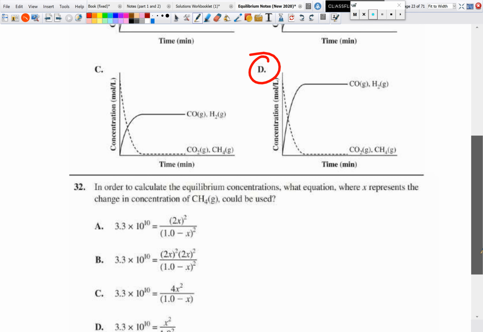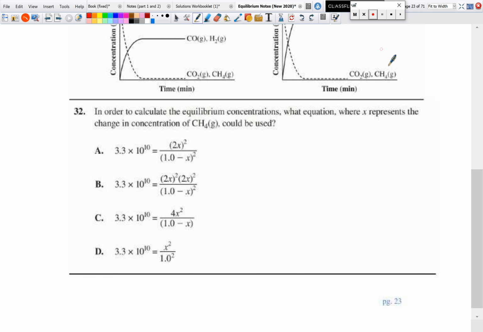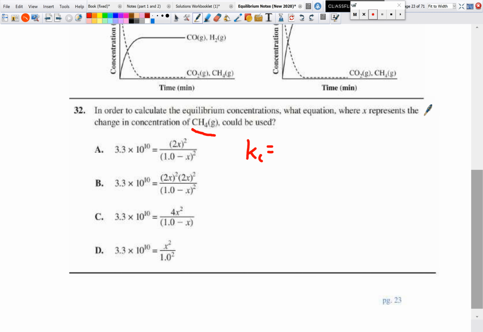And finally, last but not least, sorry, this isn't the last one, but another one here. So in order to calculate the equilibrium concentrations, what expression, where X represents the change in concentration, so CH4 could be. Of course, as we know, for this one right here, you will kind of need to do a mock ICE table for our reaction, and you could potentially not do the ICE table, but it helps.